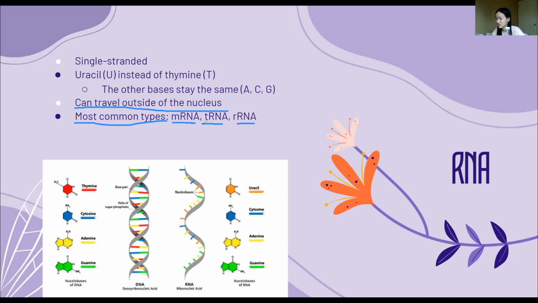There were so many, I think there's like 20 or something. But anyway, the most common types and the most relevant ones to today are going to be mRNA, tRNA, and rRNA. I guess I can go over the diagram at the bottom real quick.